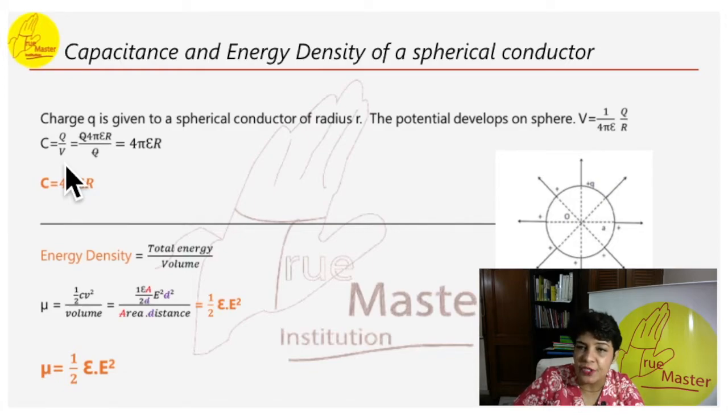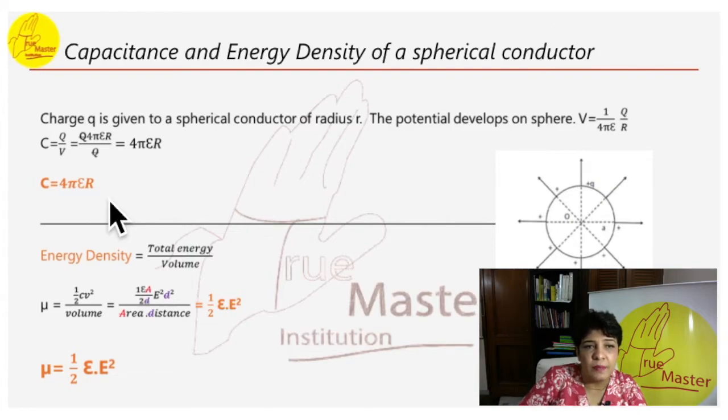Once we substitute this formula for the value of potential V, we can cancel Q from the denominator and Q from the numerator. We are left with 4 pi epsilon R. So this becomes another formula, for the capacitance of a spherical conductor with radius R.